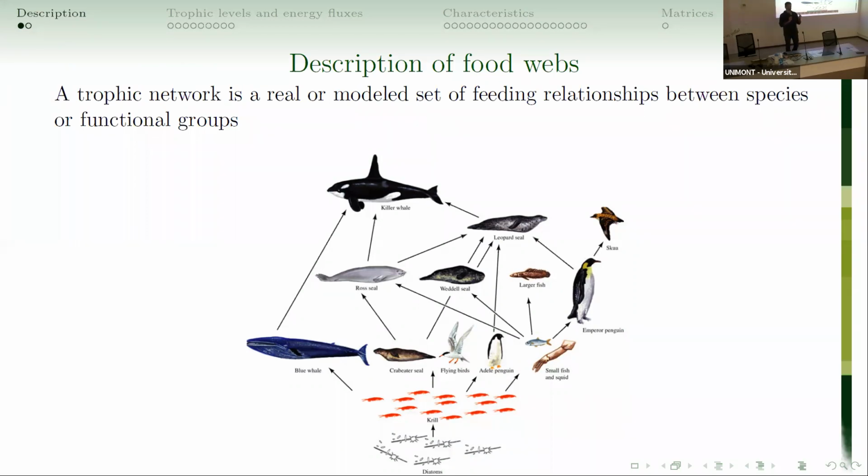A community is a conceptual thing, unlike, for example, an individual, which is a physical thing. I'm an individual, something that you can touch. But a community is basically a group of species that live in a given place during a given time. So every time we study a community, we have to describe this community.